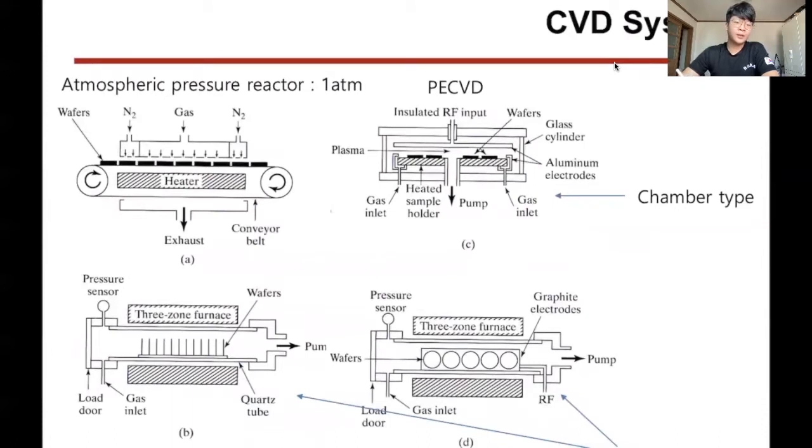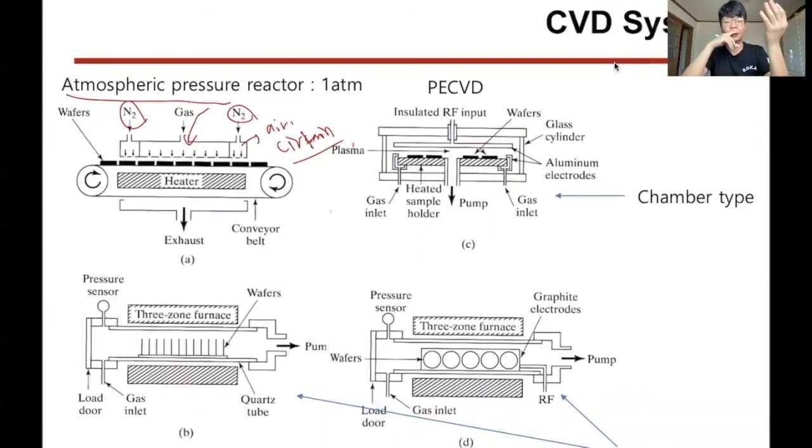We can also deposit films at atmospheric pressure, using nitrogen gas as an air curtain for removing any particles from the outside. Then we input the reactant gas, like metal gas, silicon gas, oxide gas, or something else, and we activate it using heaters. We use thermal energy. The advantage of using atmospheric pressure reactors is that it is very simple.